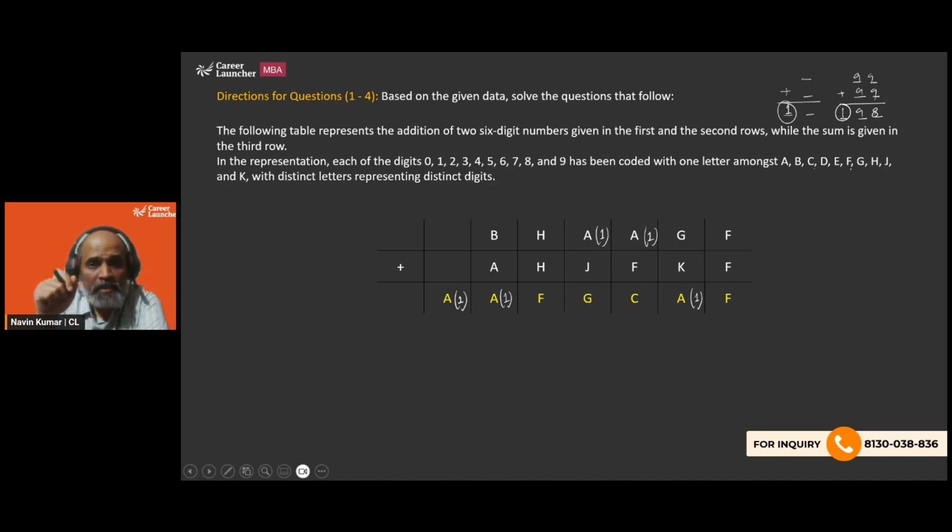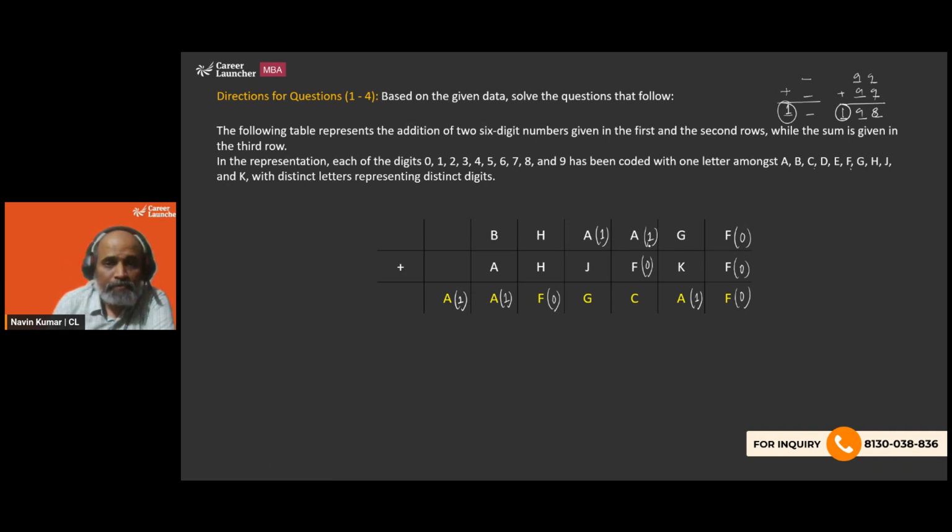Now, let's look at F, the units place. F plus F results in F. Well, 1 plus 1 results in 2, 2 plus 2 results in 4, 5 plus 5 results in 10. If we want the sum of two digits to result in the same last digit, the only possibility is 0. So we will have 0 plus 0 resulting in 0. So wherever we see F, let's write down 0 here.